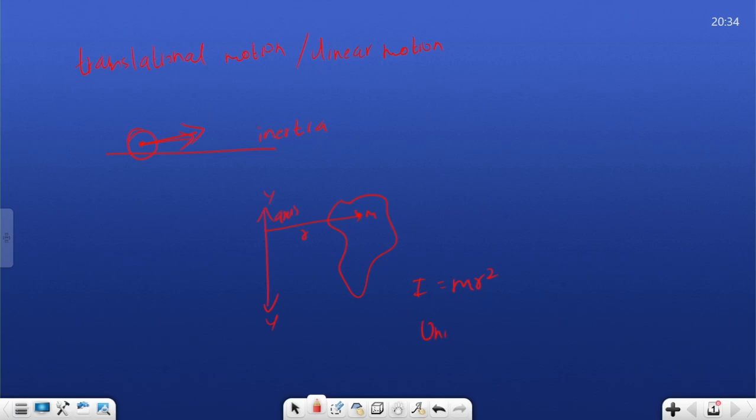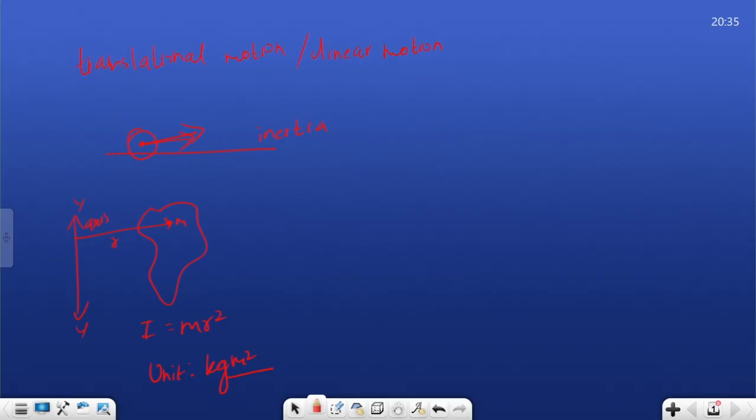So its unit is going to be kg meter square. Okay. So now we can see that the moment of inertia depends upon two things. One is the mass, and the other is the perpendicular distance. Square of perpendicular distance from the formula.